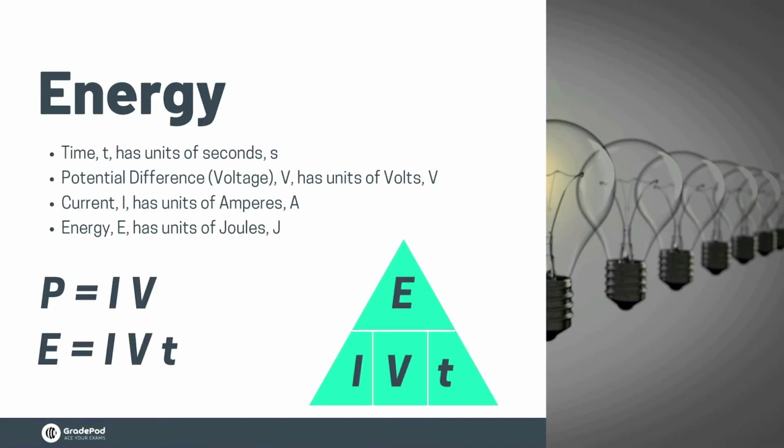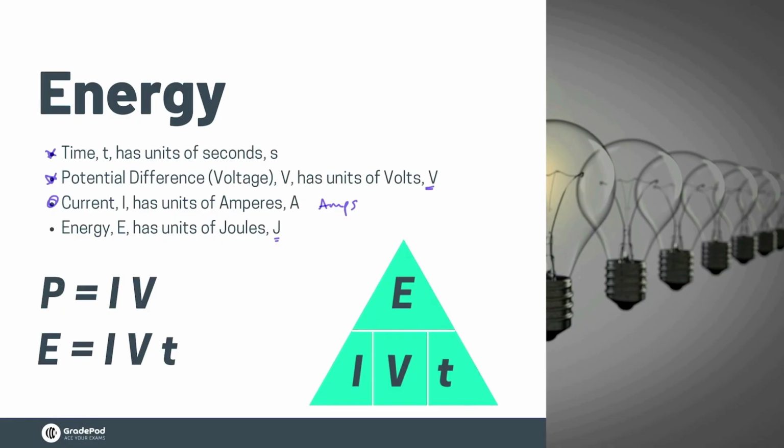First of all, the four things inside this equation are time, and as always, that is given in seconds. Potential difference. Potential difference is a fancy but the correct word for voltage. It has units of volts. Current, which has units of amperes or amps, as we mostly say, and energy, E, which has units of joules.